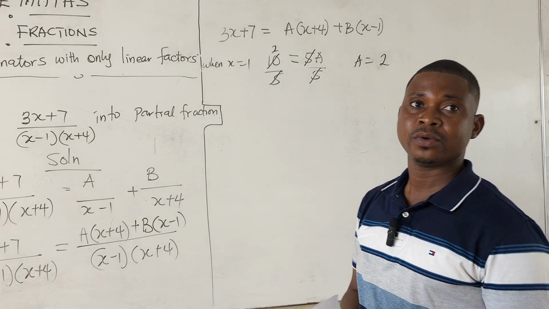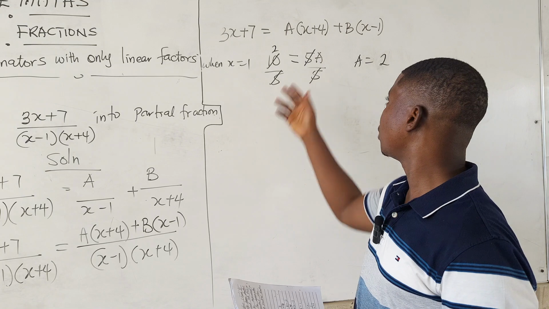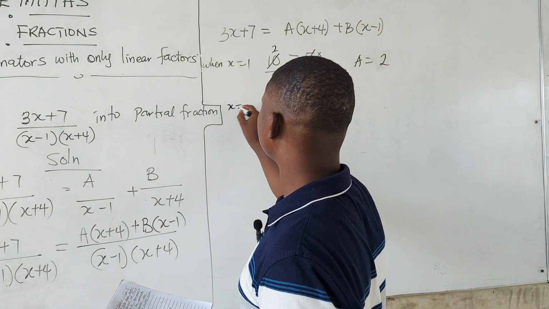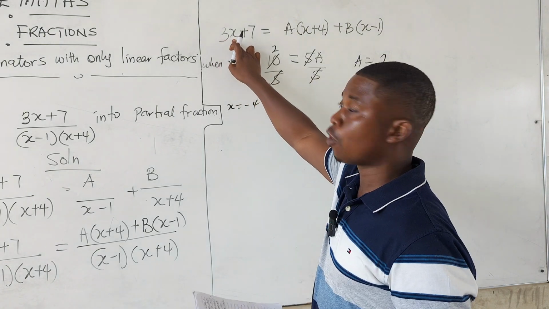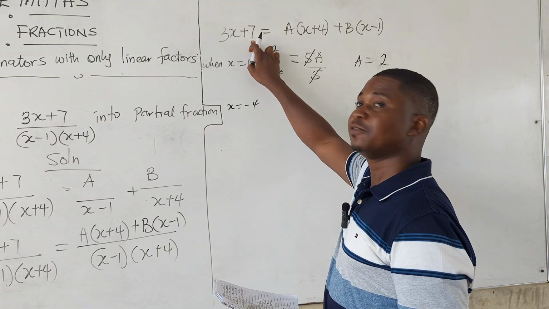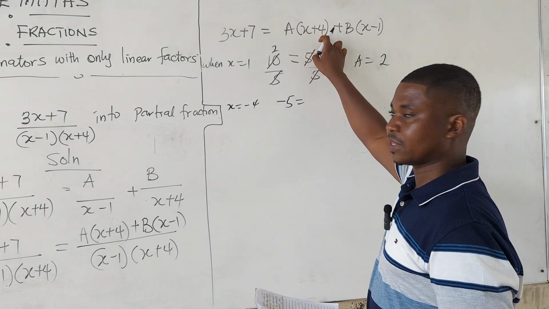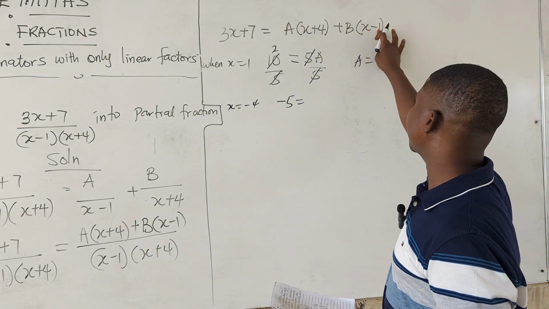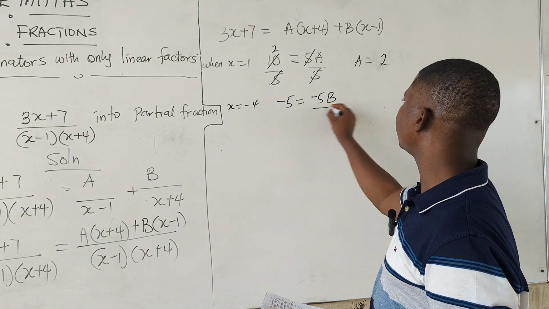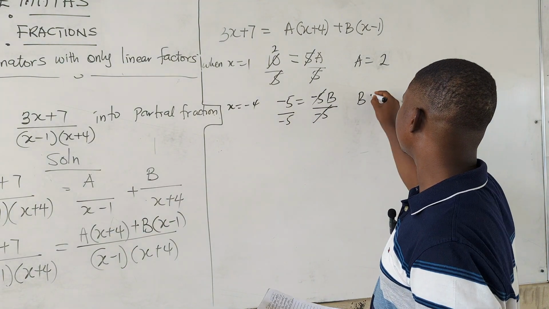Having gotten A, we can use the same procedure to find B. To find B, we need to eliminate A, and to eliminate A, x should be negative 4. So when x equals negative 4, 3 times negative 4 will give me negative 12. Negative 12 plus 7 will give me negative 5. So negative 5 is equal to, negative 4 plus 4 is 0, so the whole of A is 0. Negative 4 minus 1 will give me negative 5B. So divide here by negative 5, here by negative 5. Therefore, B is equal to 1.